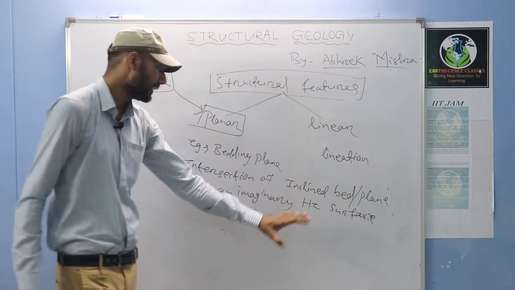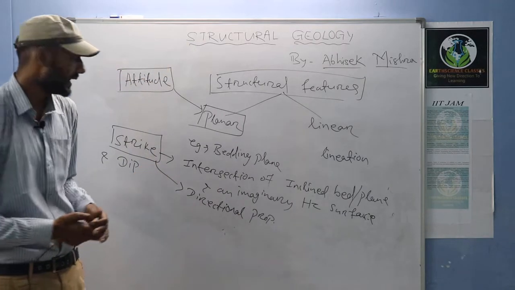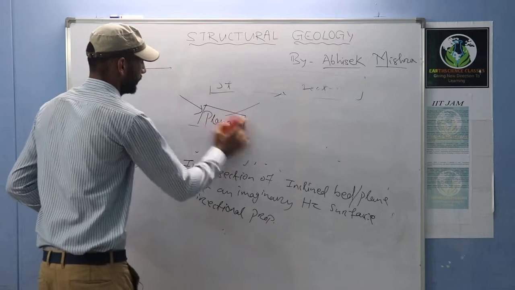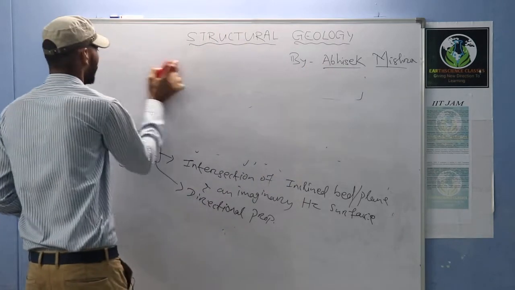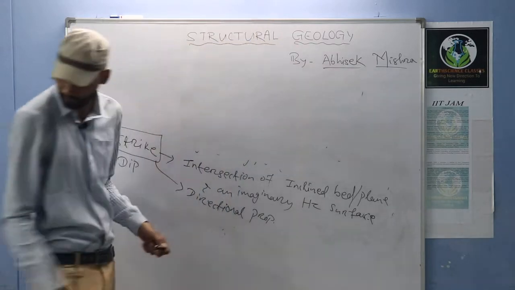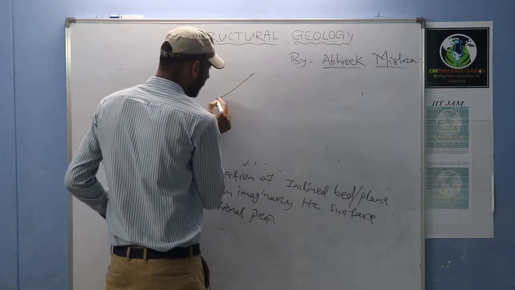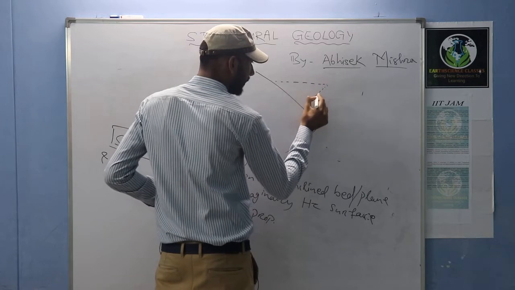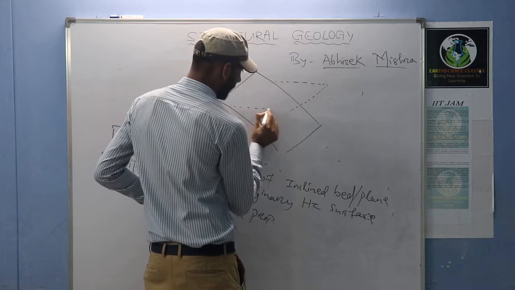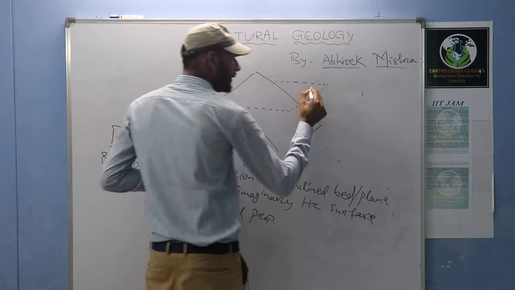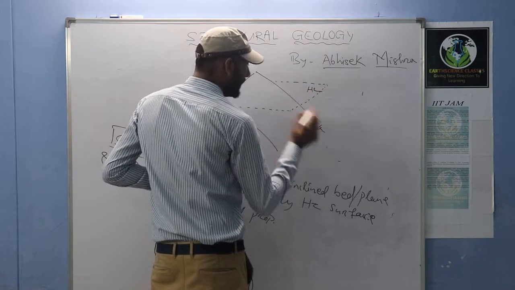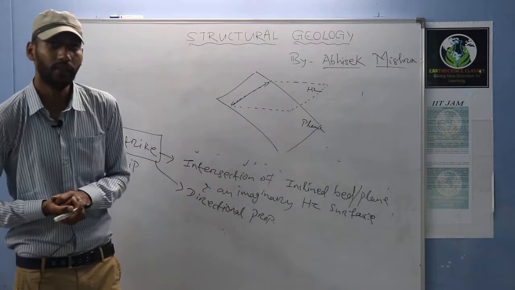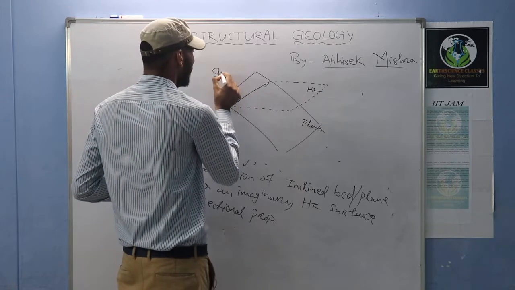So you can see the definition: the intersection of an inclined plane and an imaginary horizontal surface will give you the strike direction. For example, let's draw a diagram. So you can see this is an inclined plane. Now I will make an imaginary horizontal surface. Now the intersection between this horizontal surface and this inclined plane will give me the strike direction of the bed. Okay, so this is the strike direction.